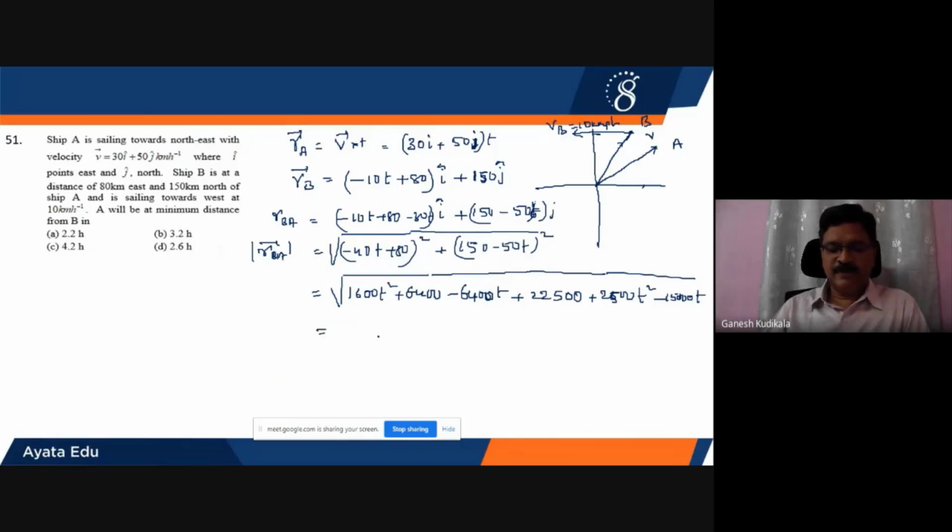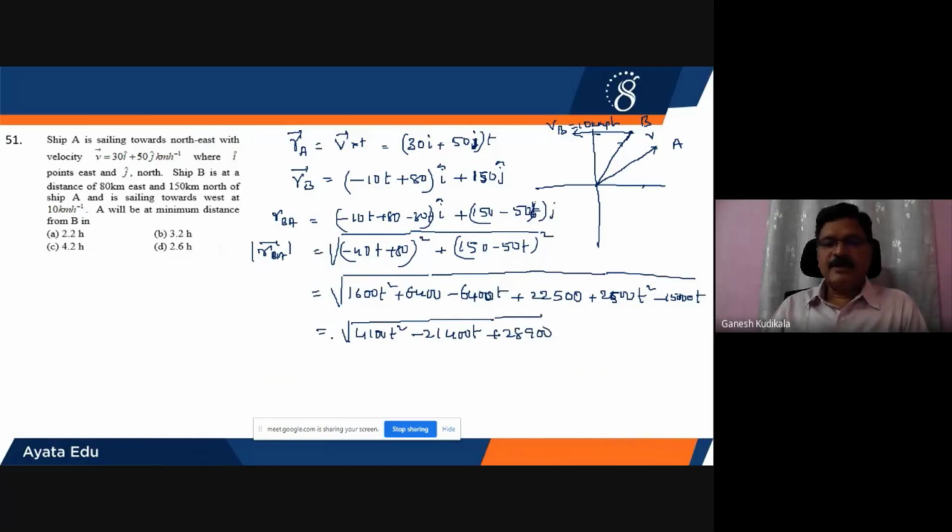If I simplify this, I am going to get under root of t square of 2500 plus 1600 will be added. Therefore, 25 plus 16 will become 4100 t square. Then minus 6400 t and minus 15,000 t will become minus 21,400 t, and plus 28,900, and addition of these gives me this.